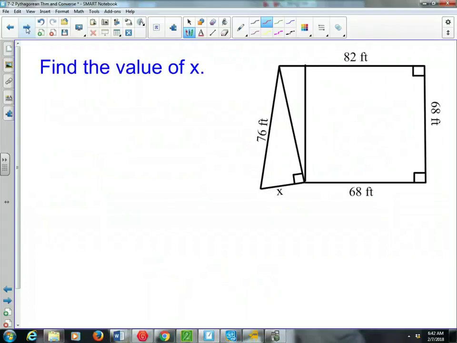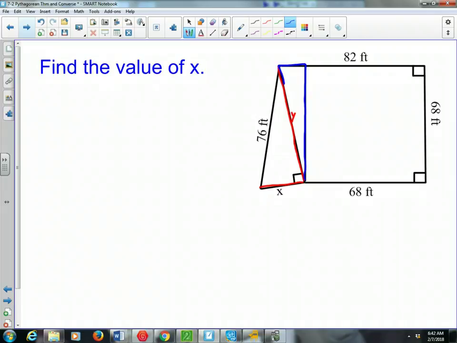All right, let's do our last two examples here from our notes. If we have one that looks like this, I want to find this length. That's x. But I can't find that until I first know this length, because then I can do the Pythagorean theorem. So I first want to find this one, and that's called y. We'll call that y.